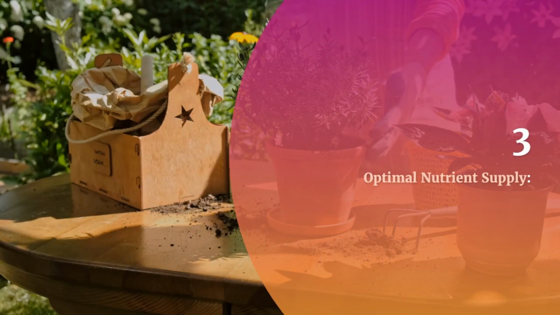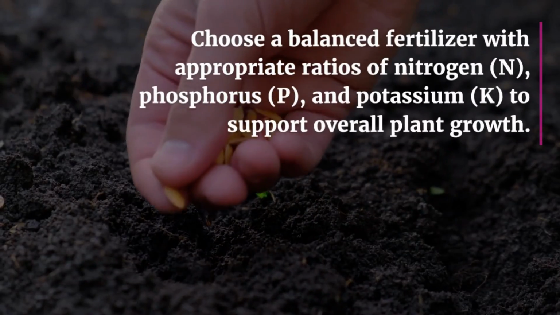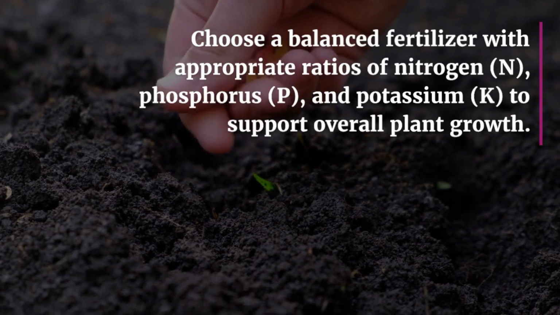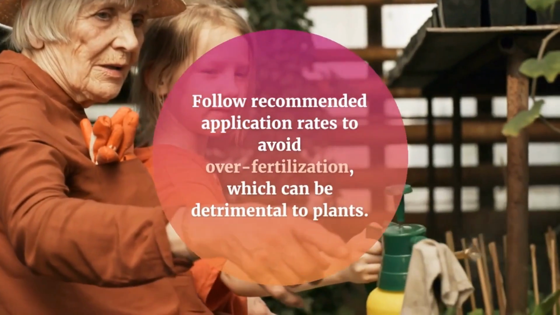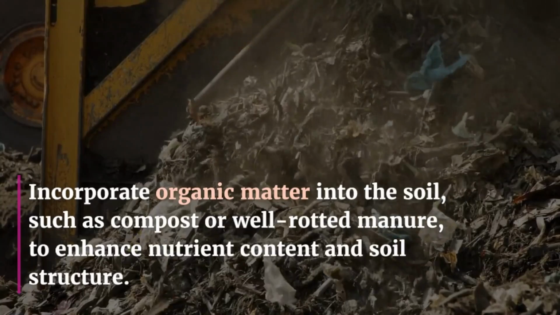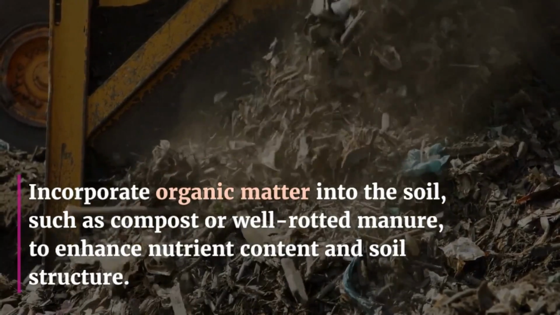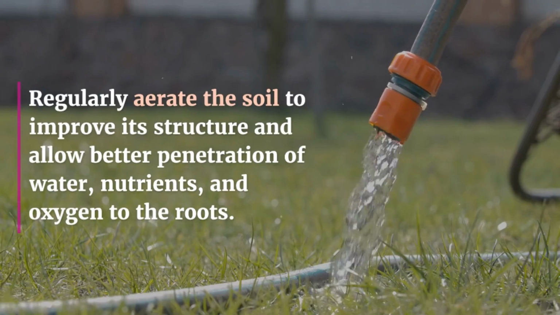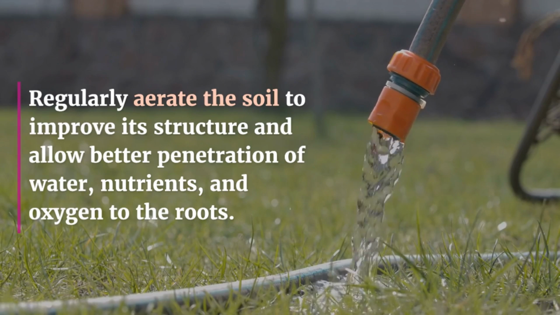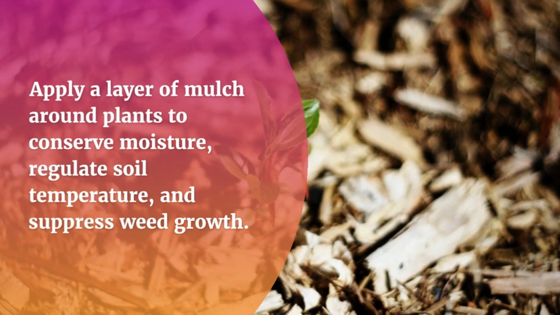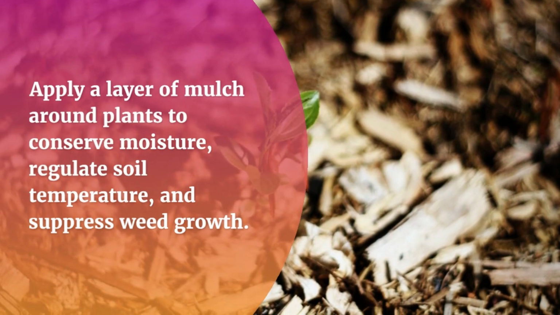3. Optimal nutrient supply. A. Balanced fertilization. Choose a balanced fertilizer with appropriate ratios of nitrogen (N), phosphorus (P), and potassium (K) to support overall plant growth. Follow recommended application rates to avoid over-fertilization, which can be detrimental to plants. B. Organic matter. Incorporate organic matter into the soil, such as compost or well-rotted manure, to enhance nutrient content and soil structure. 4. Soil quality enhancement. A. Aeration. Regularly aerate the soil to improve its structure and allow better penetration of water, nutrients, and oxygen to the roots. B. Mulching. Apply a layer of mulch around plants to conserve moisture, regulate soil temperature, and suppress weed growth.